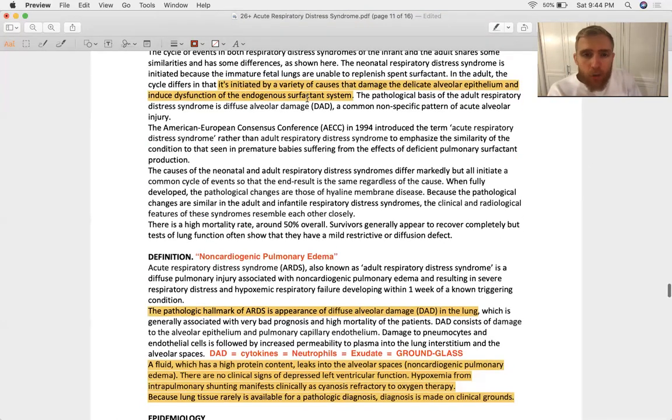The pathological hallmark of acute respiratory distress is going to be DAD, diffuse alveolar damage. And again, diffuse means it's all over the place. It's not focal. It's not like one alveolus just decided to clock out today. No, it's like all over the place. So that's why you get this non-specific bilateral diffuse ground glass appearance.